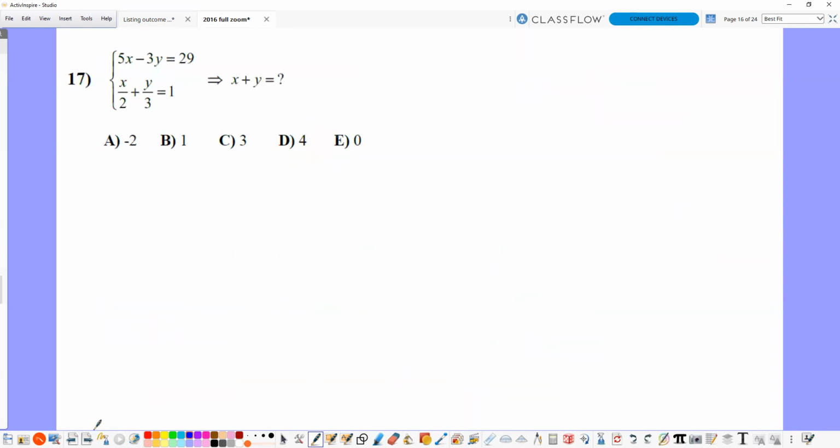Okay, let's continue. Here again, this is the simultaneous equation question, and I'm going to solve the first part of the question, I mean the fraction part, then I'm going to continue with the question.